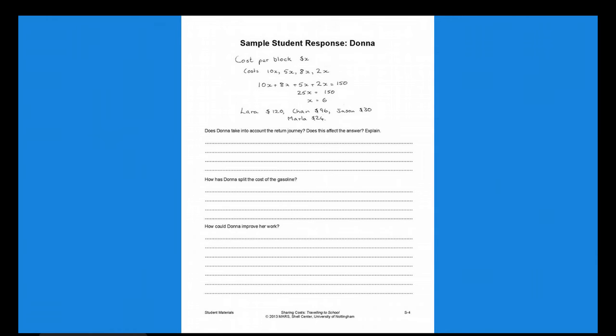And they walk through how students solve the problem, and then also sometimes give leading questions for students to look at the sample student response and engage in that discussion as to, well, did they do it right? Is there a better way they could have done it? And so on. And like the last problem there, is there anything that Donna could have done to improve her work? And in this case, Donna solved the problem by using an algebraic method of setting up a cost per block.